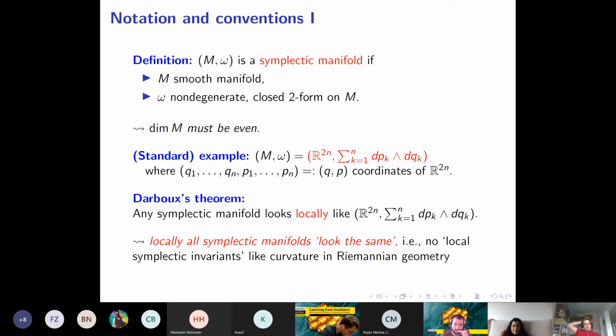And as Eva already said, locally, when you're just symplectic and nothing else, it's quite boring because everything looks like that. So if you want to have something going on locally, you need something else, like, for example, a nice Hamiltonian system, because otherwise there is no local invariant like curvature or anything like that from the symplectic point of view.